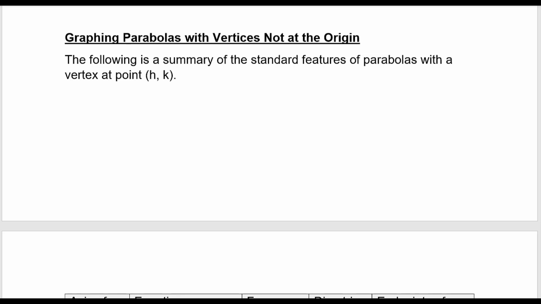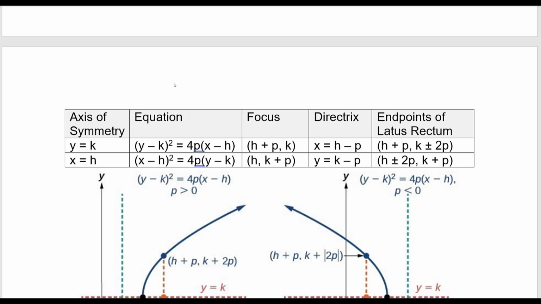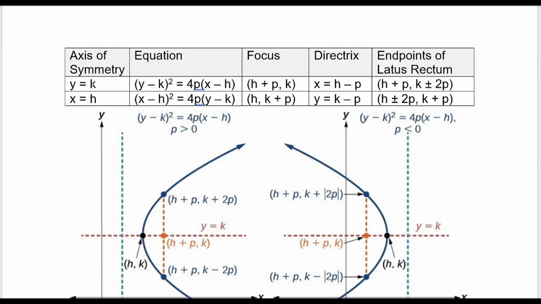Now we'll look at graphing parabolas with vertices that are not at the origin. The following is a summary of the standard forms, again from the book. The standard features of the parabola have a vertex at point (h, k), so it's not at (0, 0). If you have an axis of symmetry y equals k, then you have this form here: y minus k squared equals 4p times x minus h.